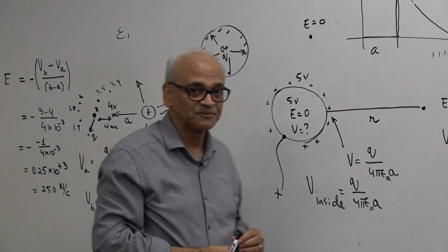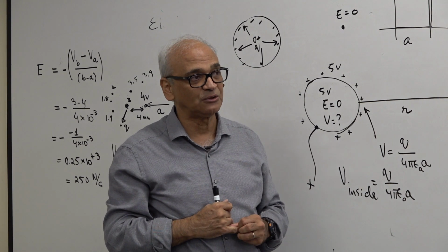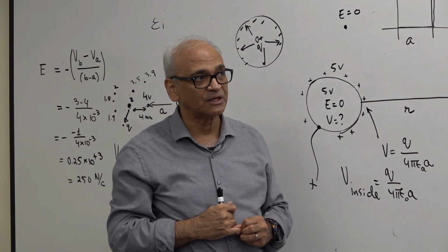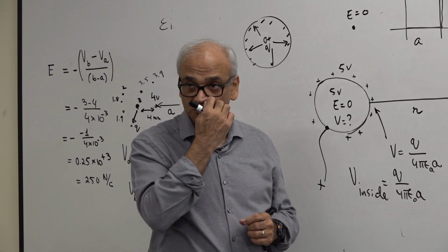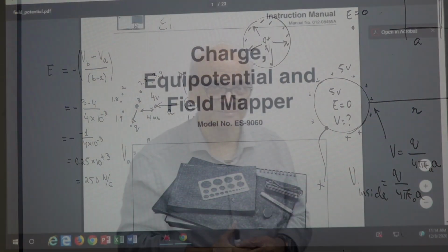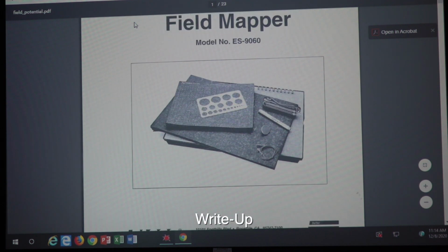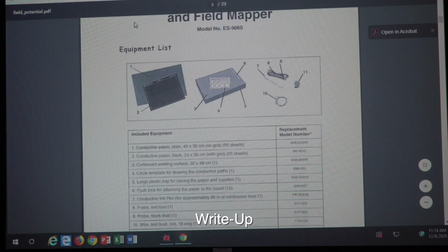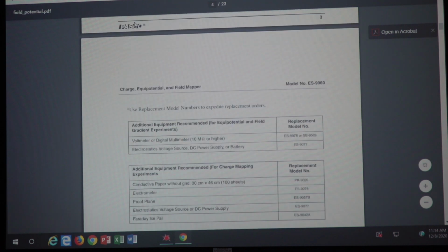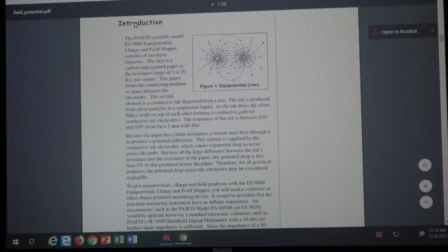All right. Okay, so I will stop right now, and we will look at the write-up a little bit, and then we'll go to the main experiment. Okay, here we are looking at our write-up. These are the materials we could have used. But let me look at a couple of things.